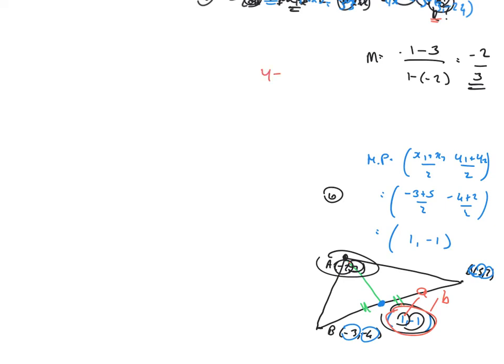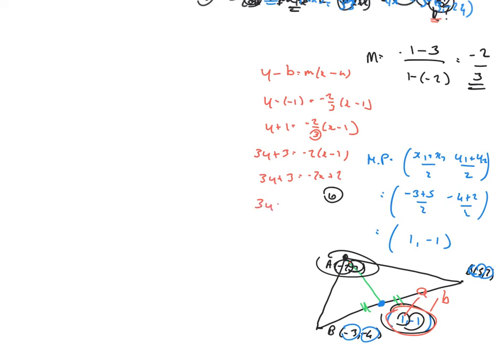Okay, so that'll be y minus b equals m bracket x minus a. y minus -1 equals -2/3 bracket x minus 1. y plus 1 is equal to -2/3 bracket x minus 1, multiplied through by 3. 3y plus 3 is equal to -2 bracket x minus 1, and 3y plus 3 is equal to -2x plus 2. 3y is equal to -2x, bring that across, make it minus, and that'll be 3y equals -2x minus 1.